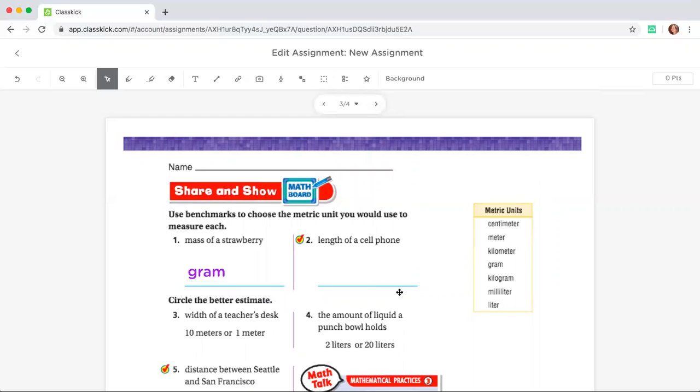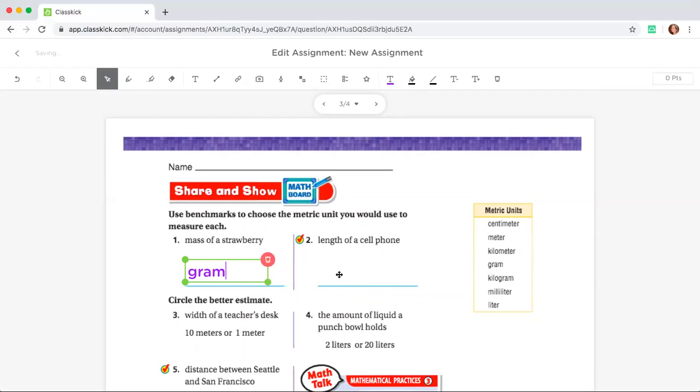So we're looking at the length of a cell phone. It wouldn't be a milliliter. Well, that's because that's volume. Centimeter or meter or kilometer are the 3 metric units of length that they give us here. Meter is too big. That's long, like a baseball bat. Centimeter is the width of my finger, or meter is, sorry, the width of a doorway. So centimeter is what I would want to use here.